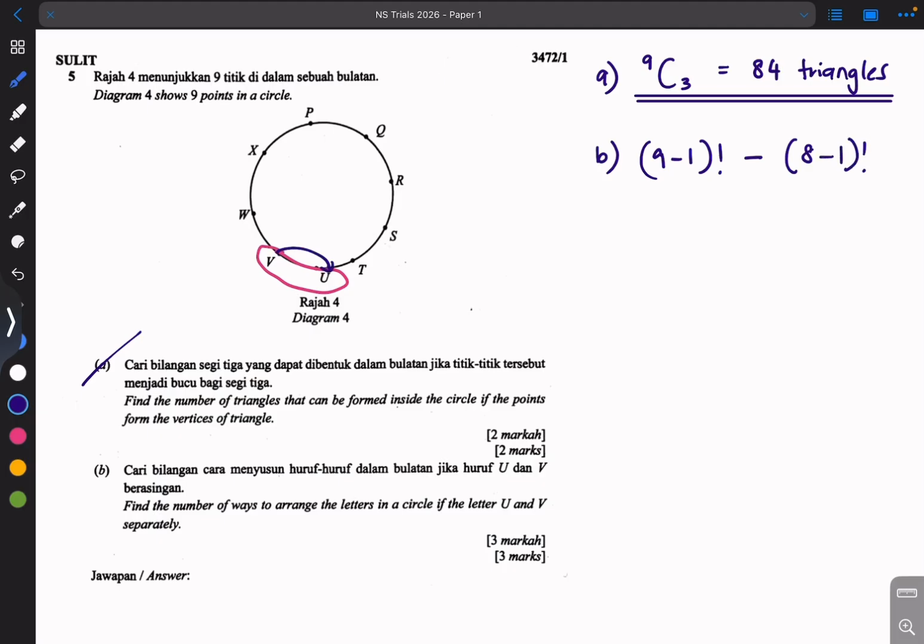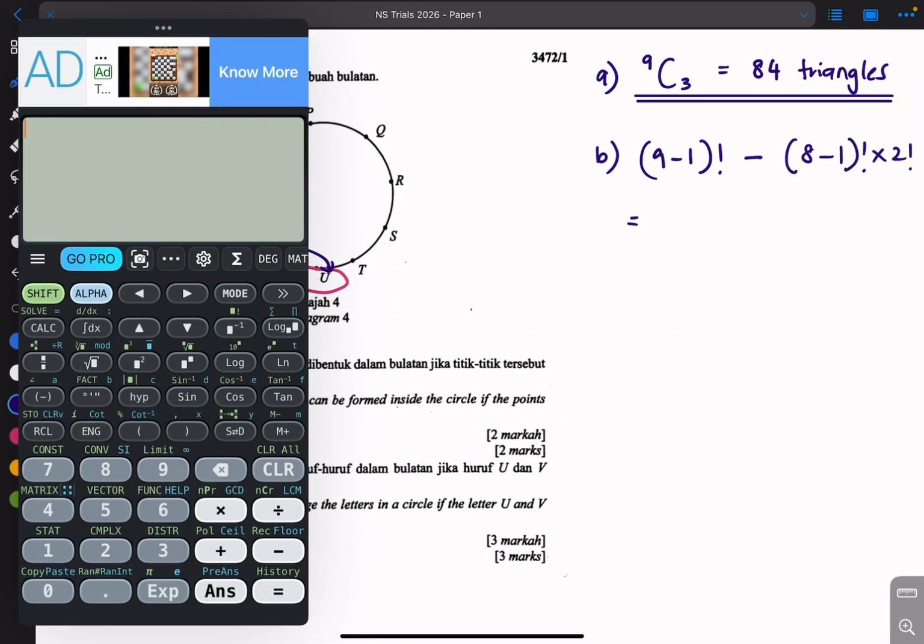But among them, they can swap within each other. So u can go there, v can come here. So we have to multiply by 2 factorial because they can swap among each other. So you type this in your calculator, you'll get your answer. 9 minus 1 factorial, minus 8 minus 1 factorial times 2 factorial. So there are 30,240 possible ways.